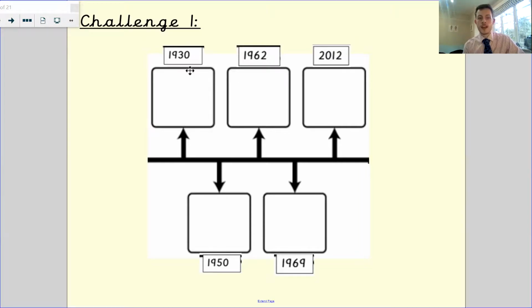So what happened in 1930? What happened in 1950? What happened in 1962? What happened in 1969? And what happened in 2012? So you then could write in or draw in a picture, or you could do both. You could draw a picture and label what's next to it in each one of those boxes, showing me what happened in Neil Armstrong's life on these dates, okay?